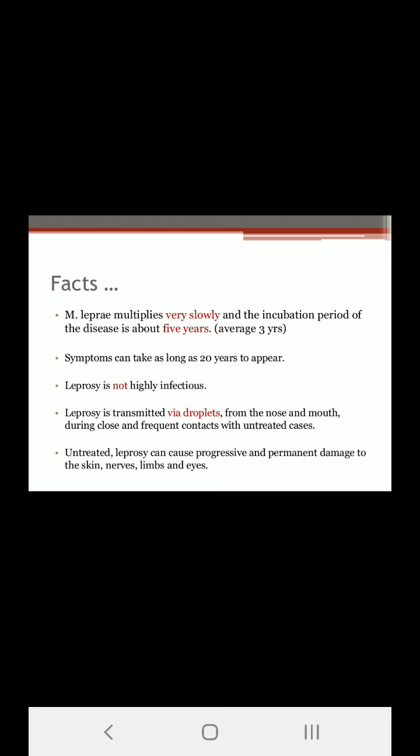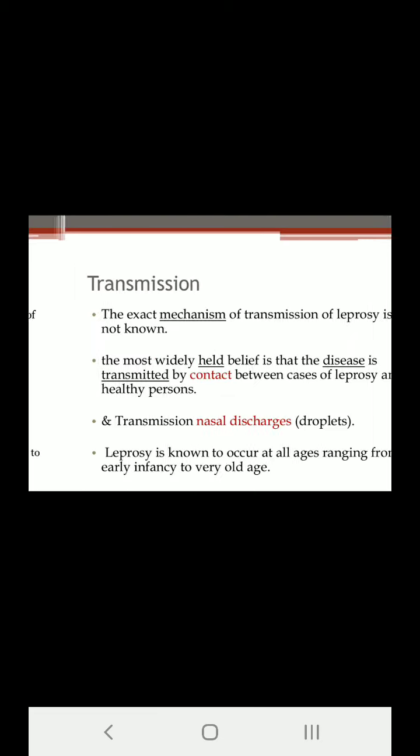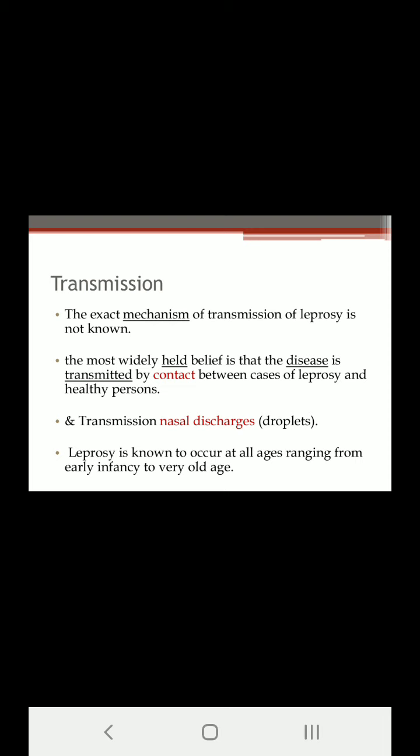Symptoms can appear as late as 20 years. It is not highly infectious, but it spreads via droplets from the nose and mouth with close and frequent contact with untreated cases. Untreated leprosy can cause progressive and permanent damage to the skin and the nerves. Hence, it is not a disease that causes death, and it is not highly infectious. If diagnosed early, there can be full treatment, whereas if untreated, it can lead to progressive and permanent damage of the skin and the nerves.